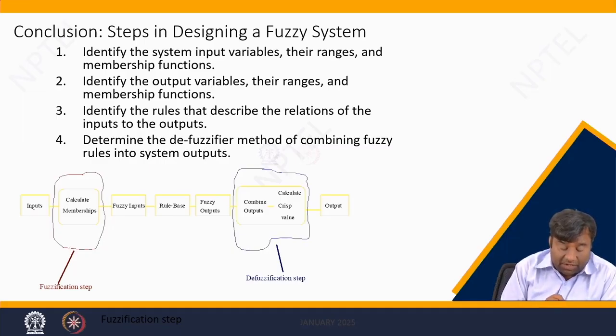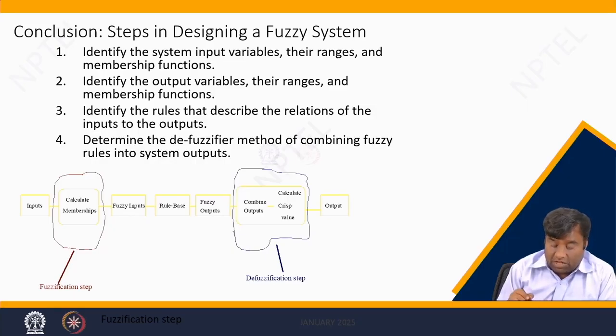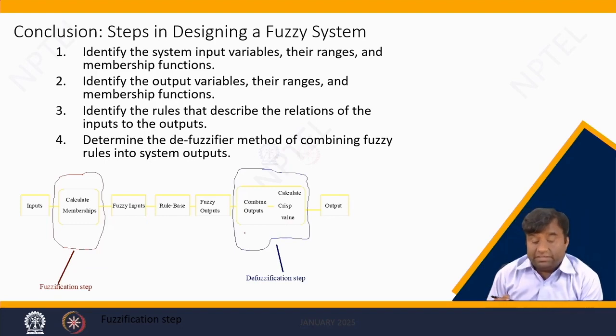These are the steps. First, we take the input, then by using the fuzzification step, we calculate membership functions. We get fuzzy inputs, then apply the rules and get a fuzzy output, combine all the outputs, then apply the defuzzification step and calculate a crisp value, which is the output. So this is the fuzzy inference system.